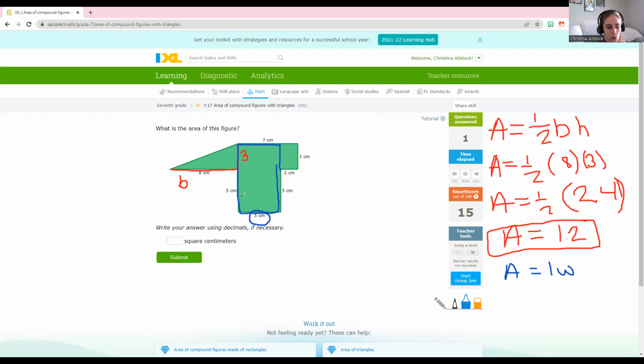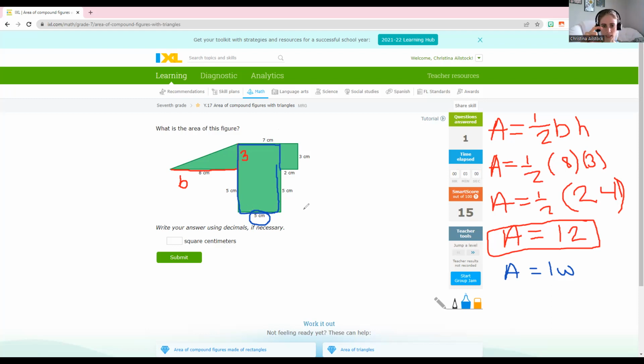Think to yourself for a second, why is it 5 centimeters and not 7? Because I can see a 5 at the bottom, a 7 at the top. Well, it's because that 7 stretches all the way across. But if we're just focused on that middle portion, we can see that it really is just 5 centimeters.